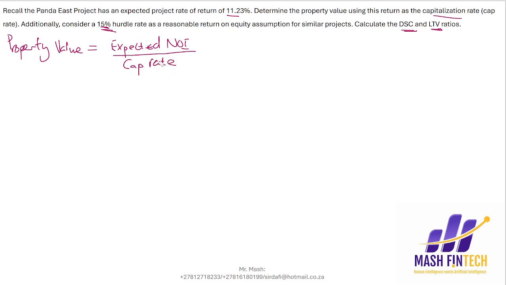And we make an important assumption here. We are going to assume that the net operating income that we calculated is going to continue into the future. So that's an important assumption, which means that this value of the NOI is the stabilized NOI.